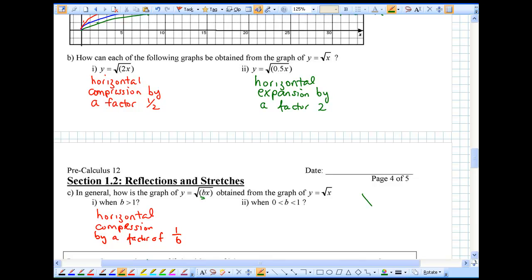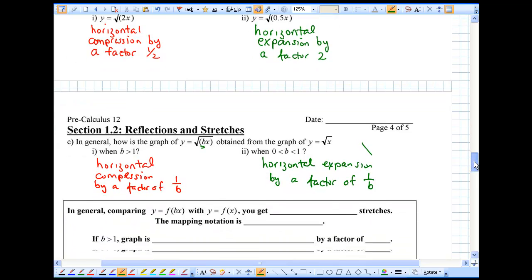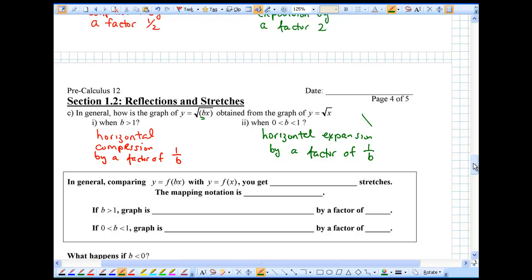And this one here, we're talking about a horizontal expansion, once again, by a factor of 1 over b. So everything in the horizontal is kind of opposite or counterintuitive of what you think should happen. So in general, if I have f of bx with y equals f of x, you are looking at horizontal stretches.